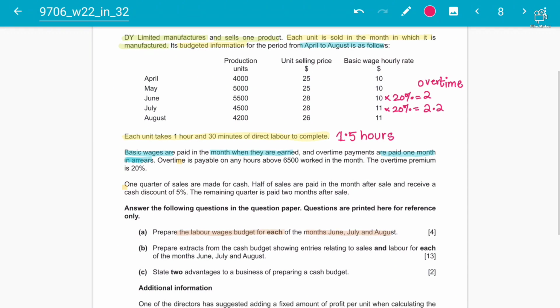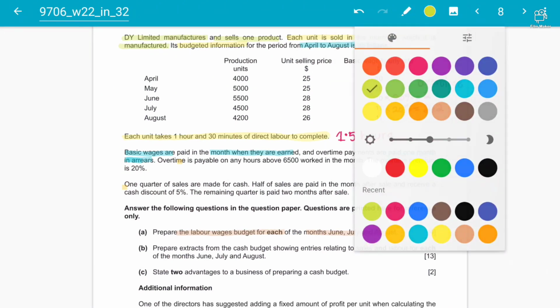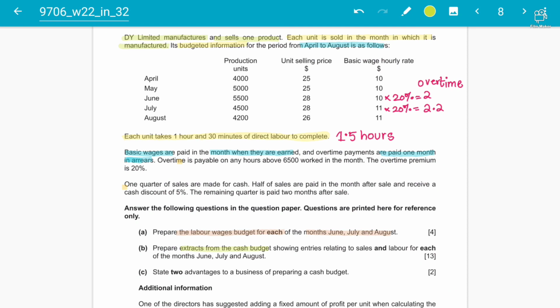Okay, next we are going to talk about how to prepare extracts from the cash budget showing the entries relating to sales and the labor for each of the months, that is June, July and August, for 13 marks. For 13 marks we have to make the cash budget, students, by showing entries relating to sales, that is, when is the money coming, when are the sales coming.